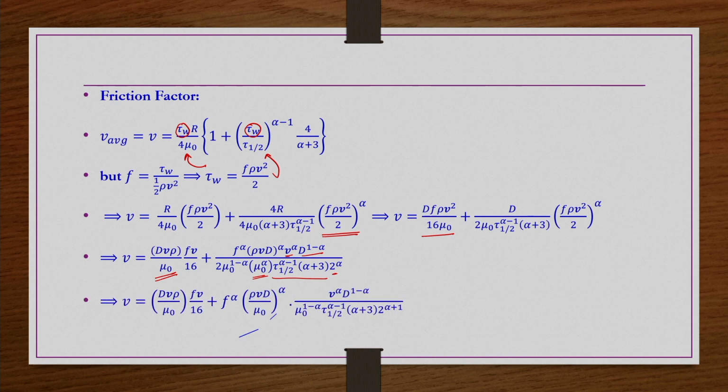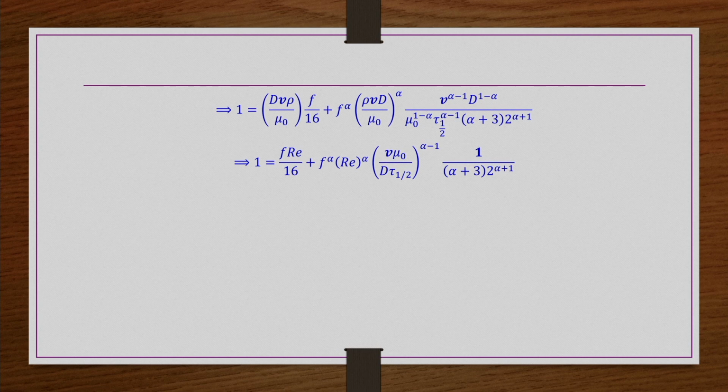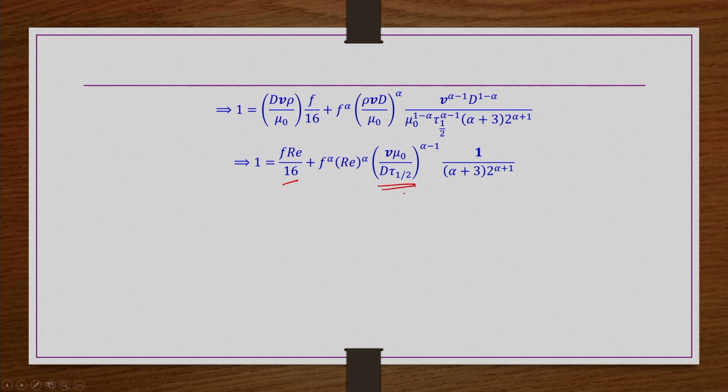Next, I write D v rho by mu naught within parentheses here, and in the second term also, D v rho by mu naught power alpha as a parenthesis within the parenthesis, so that I can write D v rho by mu naught as Re. So the first term is F Re by 16, and the second term is F power alpha Re power alpha, and then the remaining terms, whatever are there: v power alpha minus 1, D power 1 minus alpha, mu naught power 1 minus alpha, tau of power alpha minus 1, I can write as v mu naught divided by tau of, whole power alpha minus 1, and then the remaining constants 1 by alpha plus 3, 2 power alpha plus 1, right.